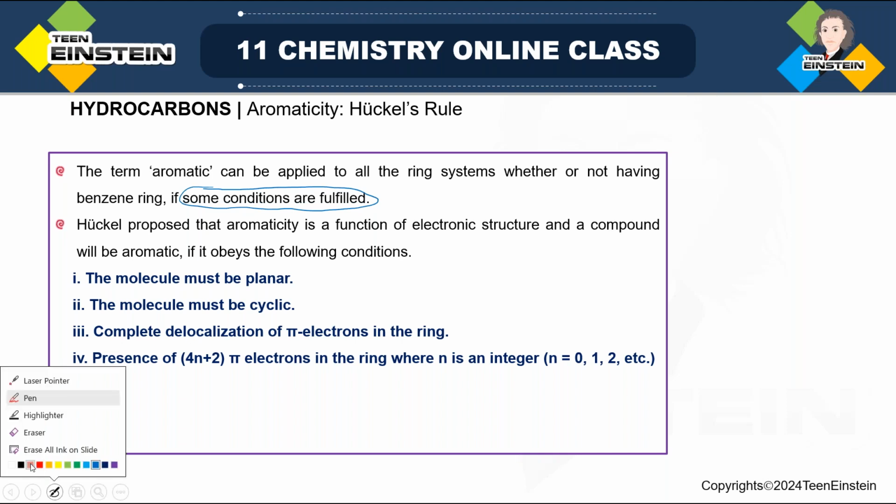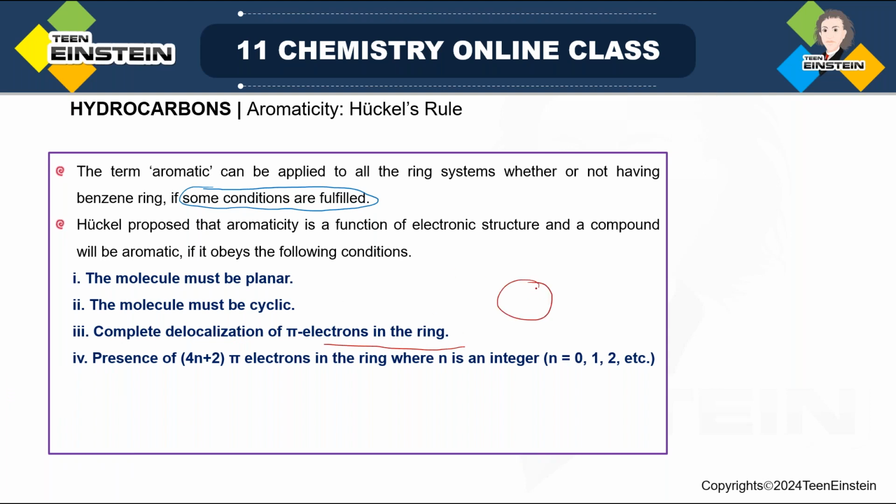Then the third point is complete delocalization of pi electrons in the ring. The ring structure may be 6-member, 5-member, whatever. There must be full delocalization in the complete ring, without any obstruction. Suppose there is some sp3 carbon in between two sp2 carbons, then there will be a block. Then delocalization is not possible, because with an sp3 hybridized carbon, how can delocalization occur? It is not enough that delocalization is present somewhere. It has to be full conjugation, full delocalization in the whole ring.